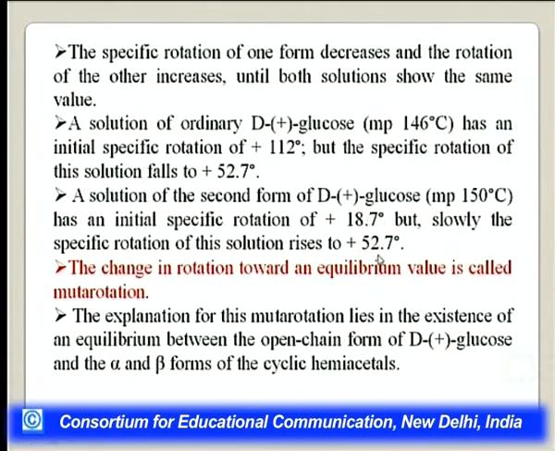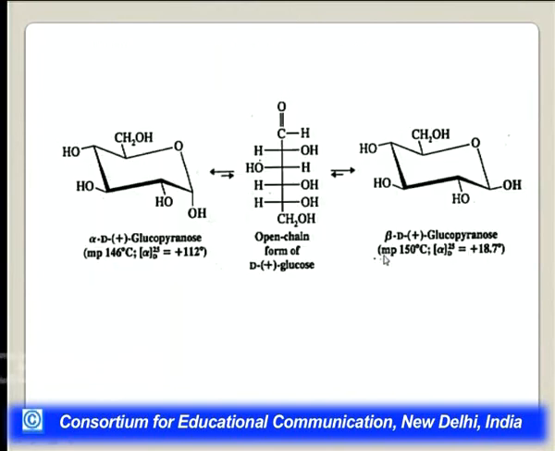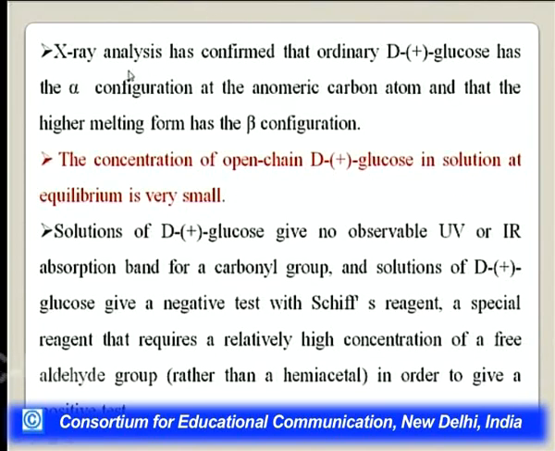Here you can see the specific rotation changes from this value to this value, and moreover, if you remember, I showed you that the open chain structure has a specific rotation of 52.7 degrees. So, this open chain structure has 52.7. At equilibrium, a small amount of the open chain structure of glucose is also found.